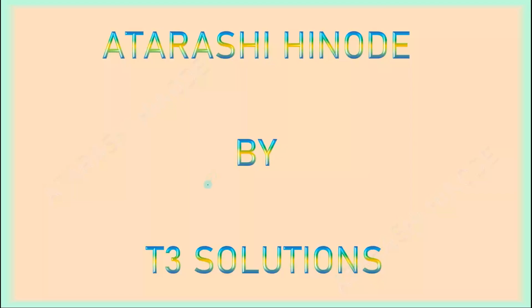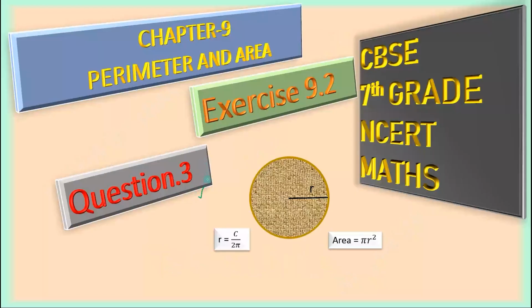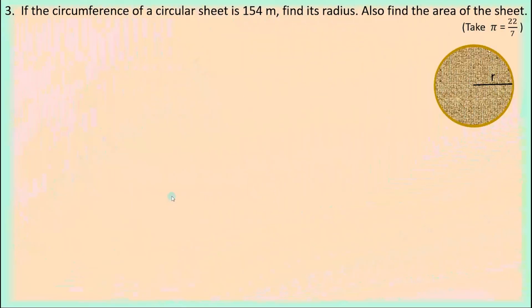Today we are going to do the third question of exercise 9.2, 7th grade CBSE NCERT Maths. Here the question is, if the circumference of a circular sheet is 154 meter, find its radius. Also find the area of the sheet.